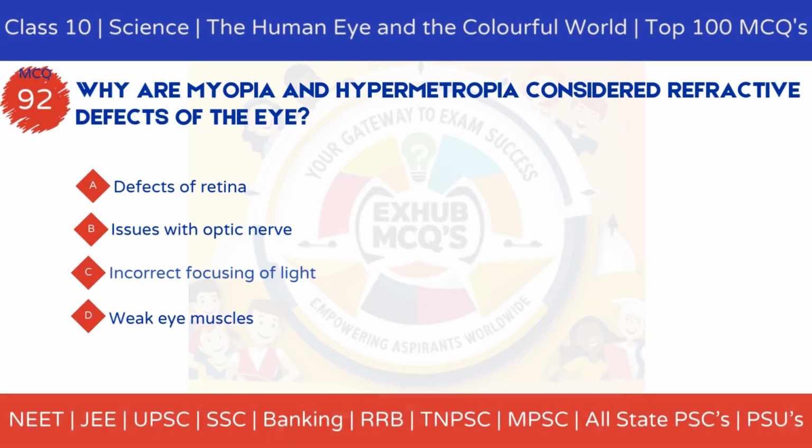MCQ 92. Why are myopia and hypermetropia considered refractive defects of the eye? Option A, defects of the retina. Option B, issues with the optic nerve. Option C, incorrect focusing of light. Option D, weak eye muscles.